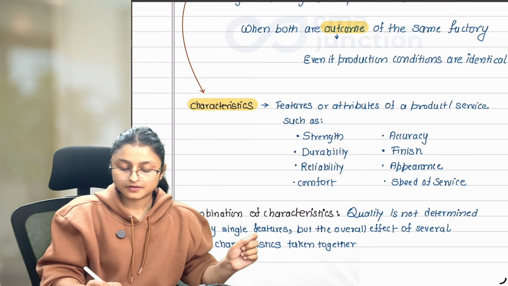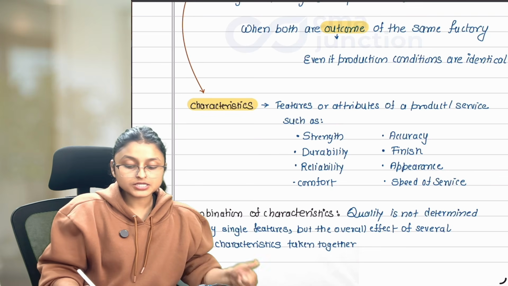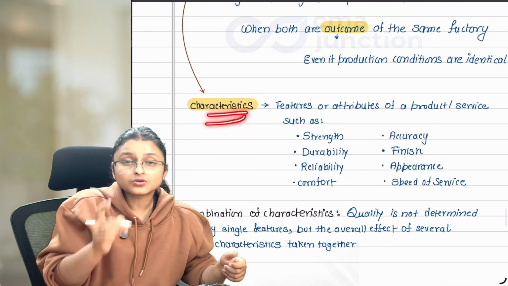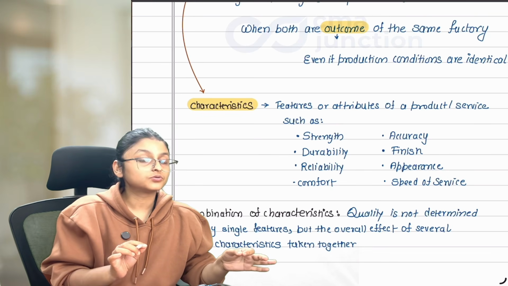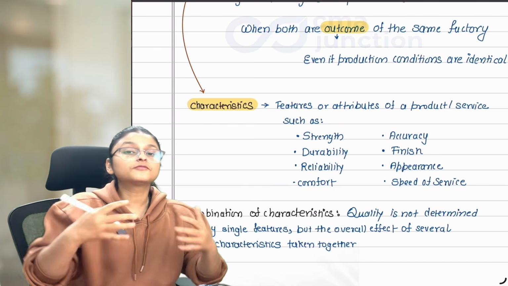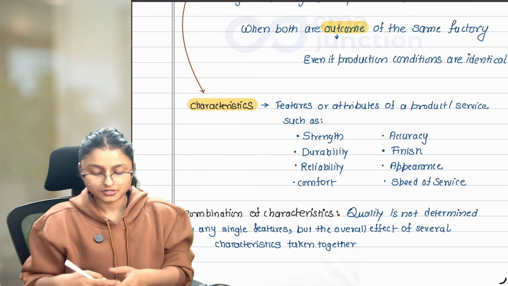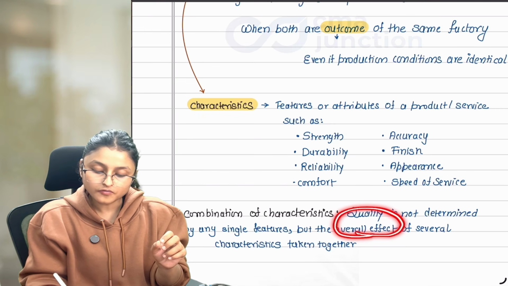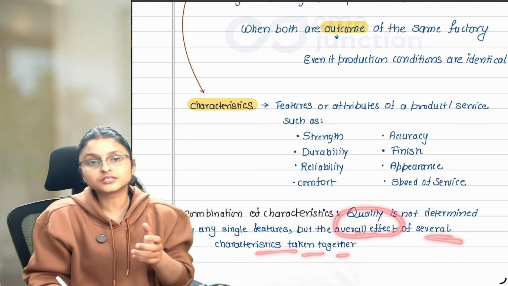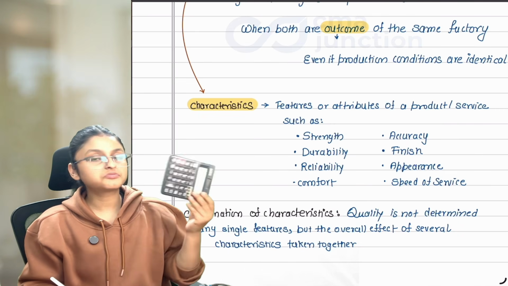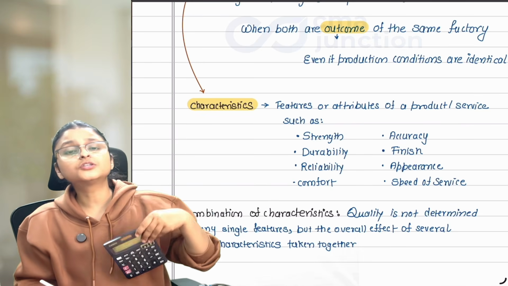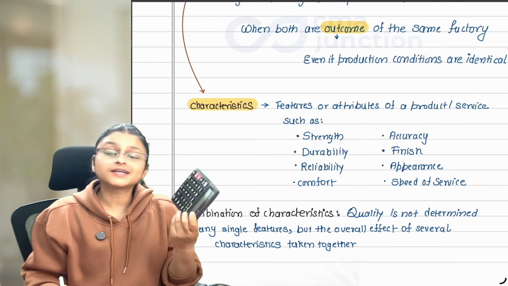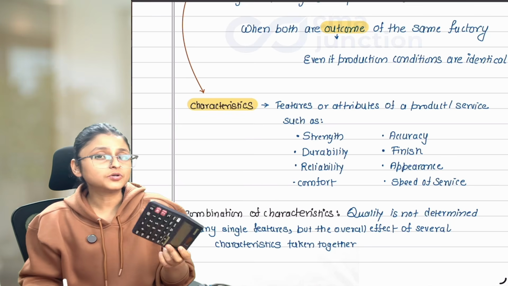Next, think about it. Do we distinguish our product only on the basis of one characteristic? Answer is no. We distinguish them on the basis of a combination of characteristics. So quality is not determined by any single feature, but the overall effect of several characteristics taken together. If this product is durable but not accurate, will I say that it is a quality product? Answer is no.